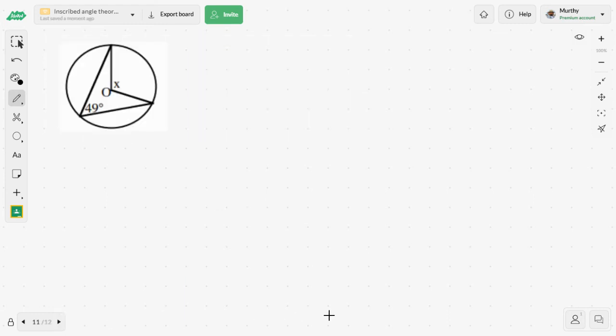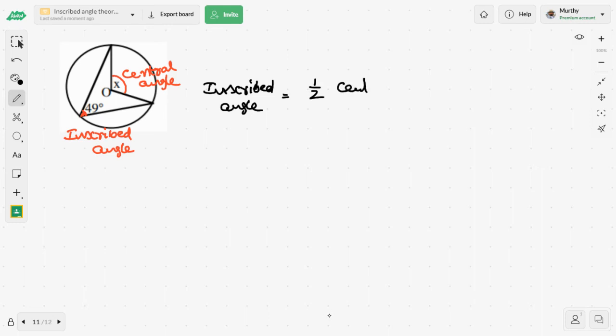A quick example. In this question, you are asked to find the value of x. Here this is the central angle, and I know that this is the inscribed angle, right? Let me write the relation: inscribed angle equals half of central angle.